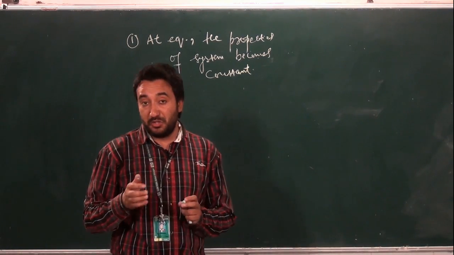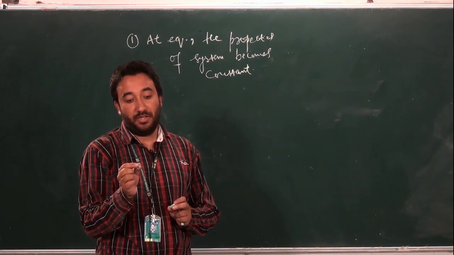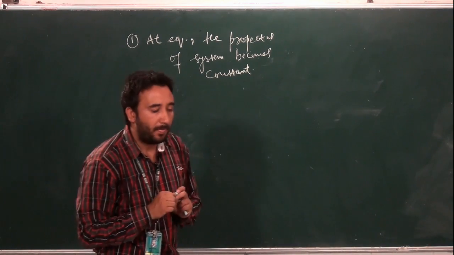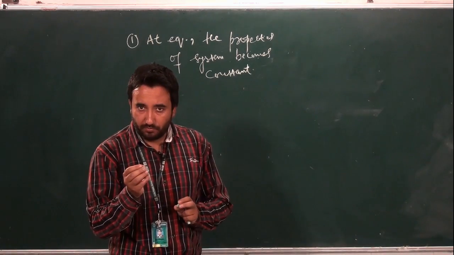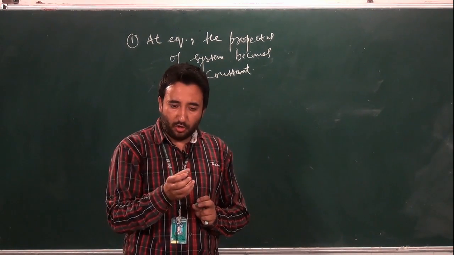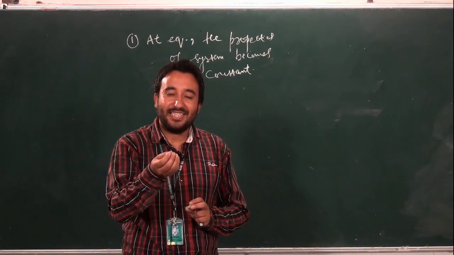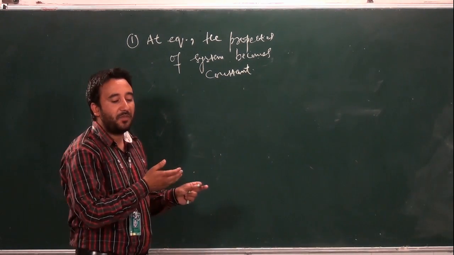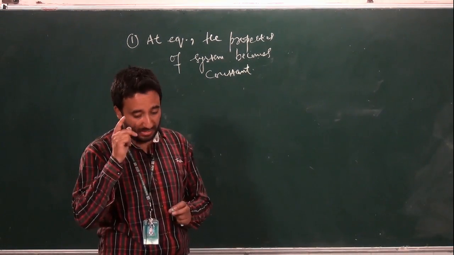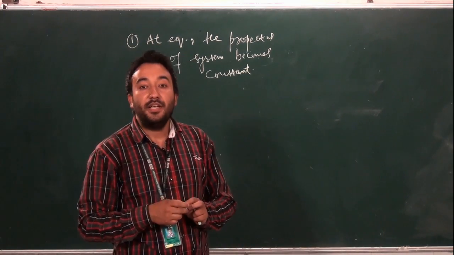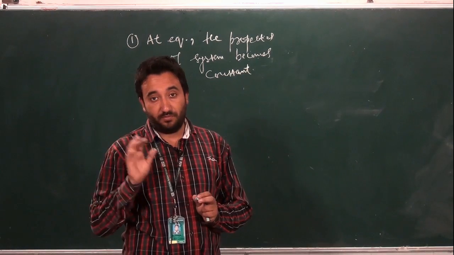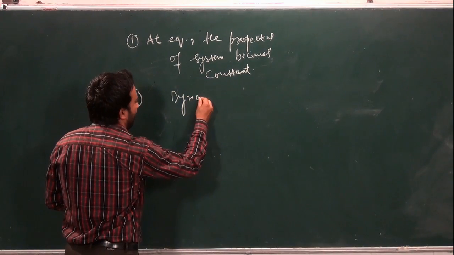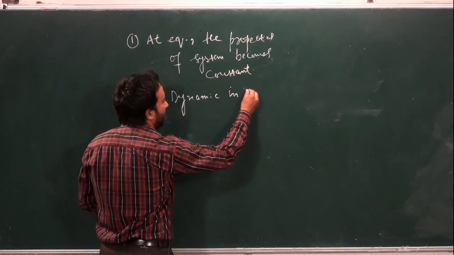Why so? Because if you take the reaction mixture at equilibrium, you will see that the composition, the concentration of all the components, will be the same. So that's why all the properties of the system become constant at equilibrium. Number two, equilibrium is dynamic in nature.